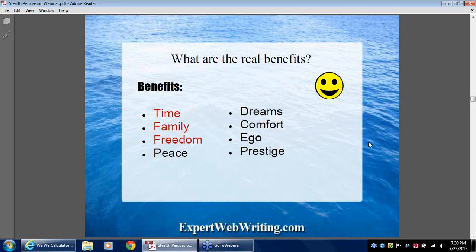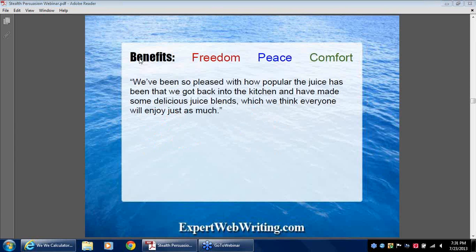So my original copy here, a client sent this to me as well, and it says, we've been so pleased with how popular the juice has been that we got back into the kitchen and have made some delicious juice blends, which we think everyone will enjoy just as much. Well, that's nice. I like this piece of copy that they sent me because it has everything to do with a personal experience, people going into the kitchen.